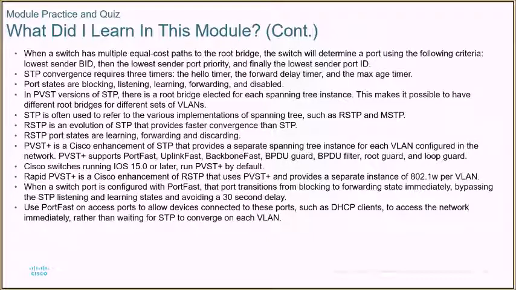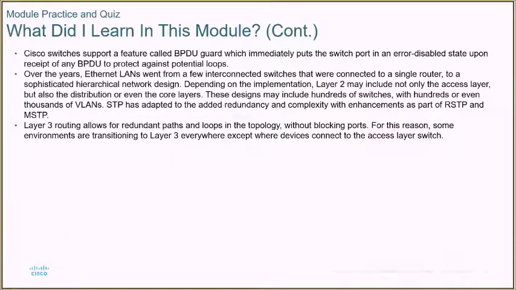When a switch port is configured with PortFast, that port transitions from blocking to forwarding state immediately, bypassing the STP listening and learning states and avoiding a 30-second delay. You can use PortFast on access ports to allow devices connected to these ports, such as DHCP clients, to access the network immediately, rather than waiting for STP to converge on each VLAN. Cisco switches support a feature called BPDU guard, which immediately puts a switch port in an error-disabled state upon receiving any BPDU to protect against potential loops.